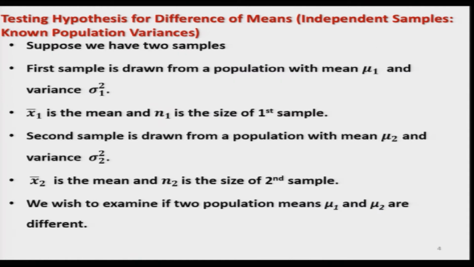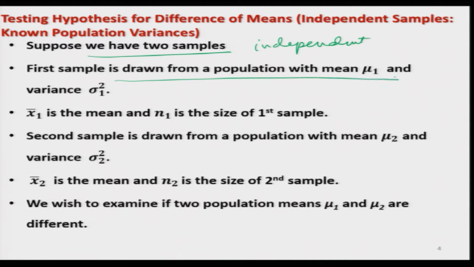So now we have a setup where we have two samples, and they are independent samples. Independent means both the samples have been drawn independently from two different populations. Right. So the first sample is drawn from a population with, say, a mean mu1 and a variance sigma 1 square, and the second sample is drawn from a population with mean mu2 and variance sigma 2 square.